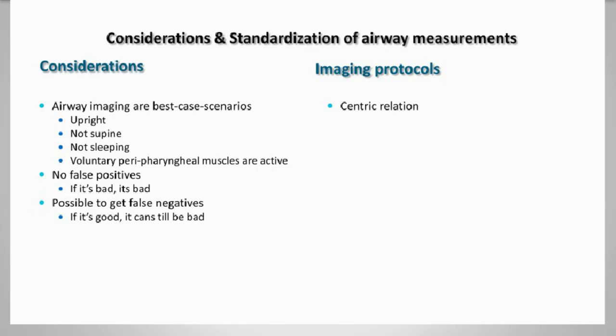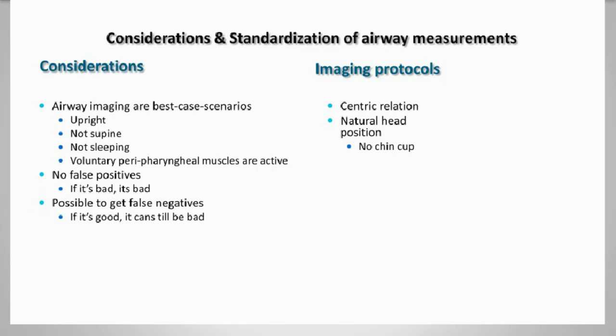So jaw position is very important. The second thing we do is control for natural head position. So we just tell patients to sit up straight and pretend they're looking at the sunset on the beach. And that kind of gives us a natural head position. We don't want the patients tilting upwards or downward. That can also change the shape and size of the airway.